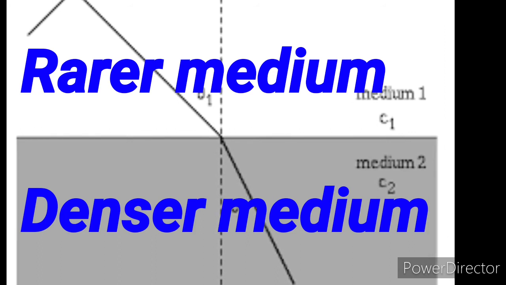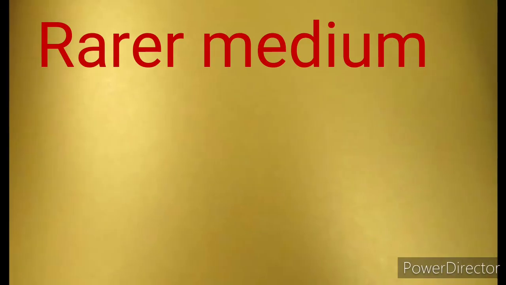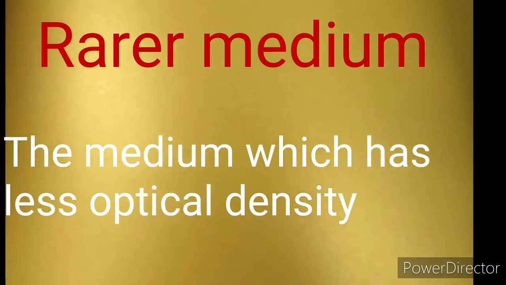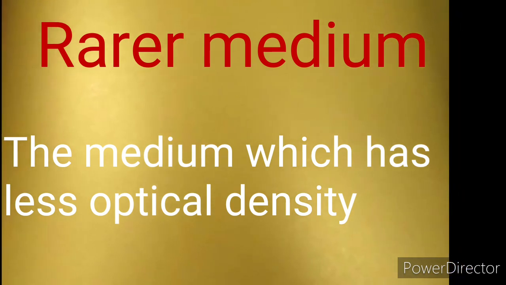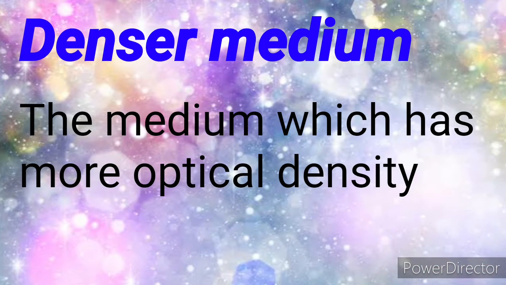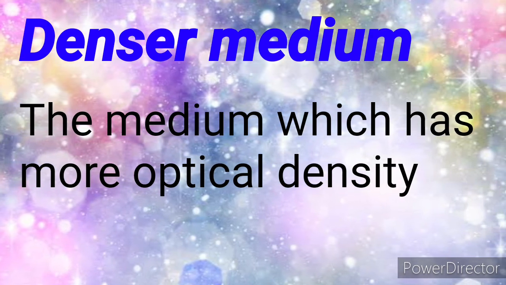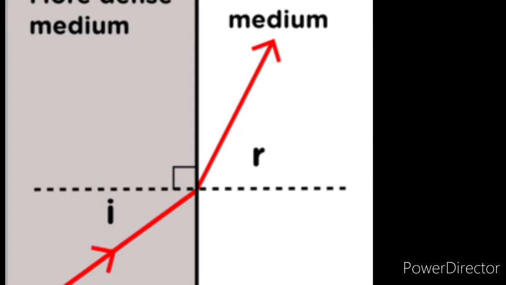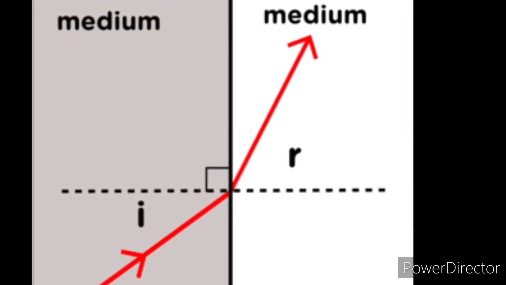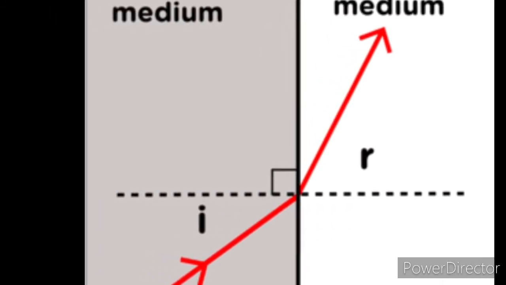Children, the last topic in this video is what is rarer medium and what is denser medium. Rarer medium. The medium which has less optical density is called rarer medium, or where the velocity of light is more in a medium when compared with another medium, we call the first medium rarer medium. Next, denser medium. The medium which has more optical density is called denser medium, or where the velocity of light is less in a medium when compared with another medium, we call the first medium denser medium.